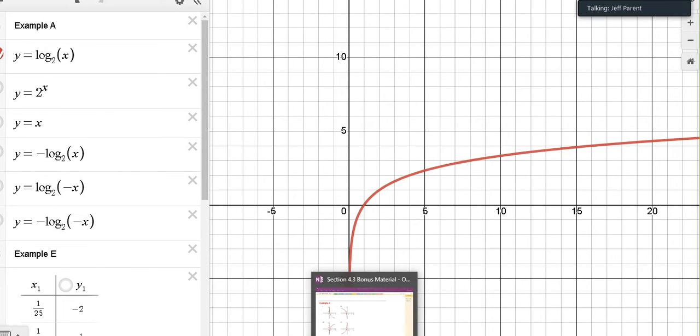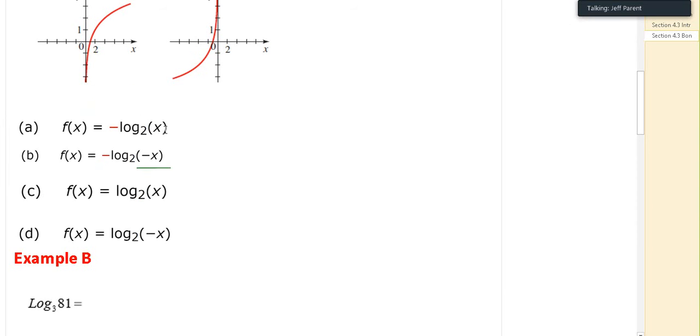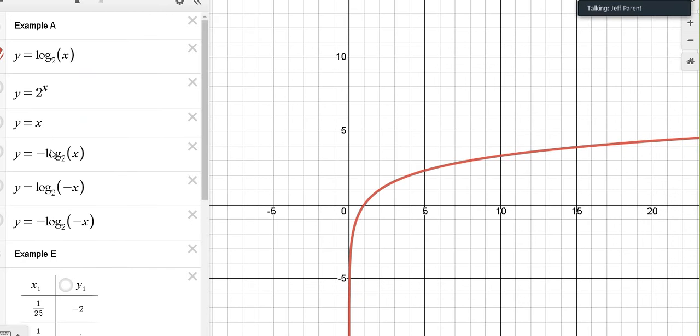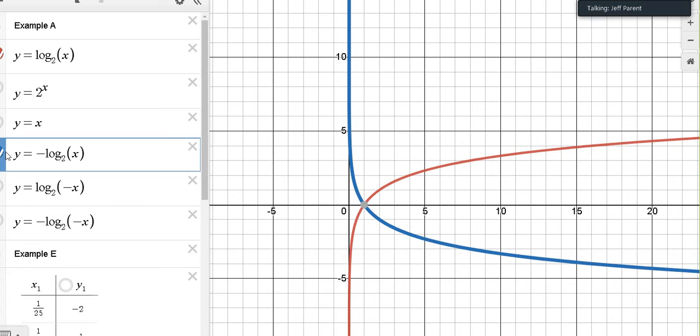In one of the homework problems, you're asked to identify which graph goes with which, and your choices are these below. Let's see if we can predict the changes made on these things first. So if I multiply this by a negative, what's that going to do to the graph? Reflect across the x-axis. Excellent. Glad you're getting good at these things.